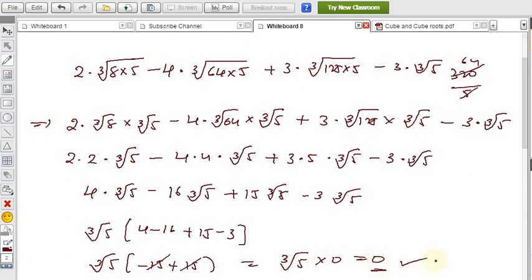So which is the least cube root? If you convert into that, there's a chance to simplify everything. So that is 0.